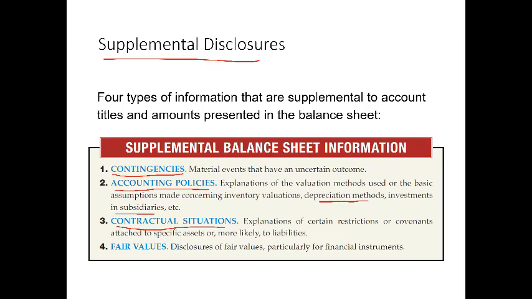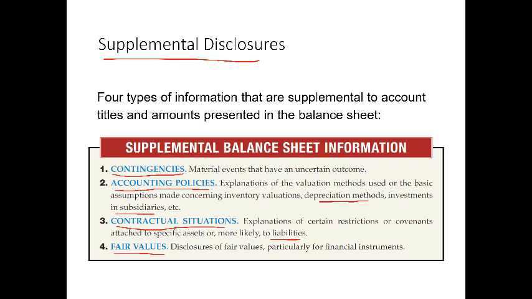And so the FASB says we need to disclose contractual situations that are tied to specific assets, or most likely liabilities. So usually this is financial. These are called debt covenants that restrict companies from doing certain things as a condition of providing a loan to them. And then finally, fair values.